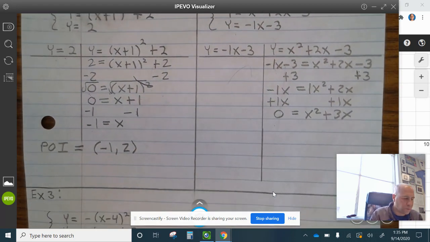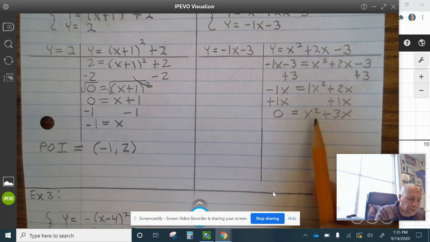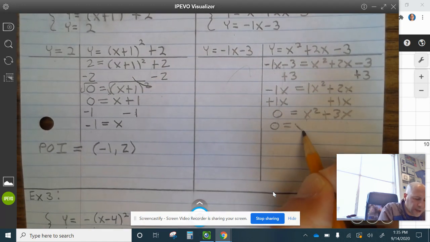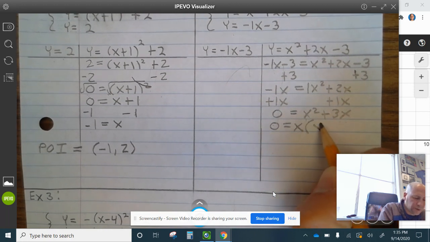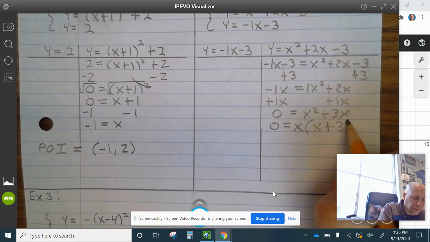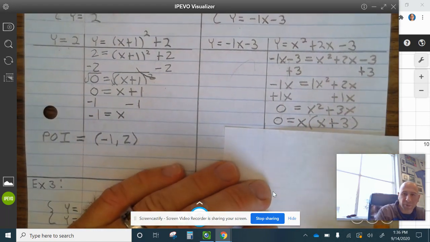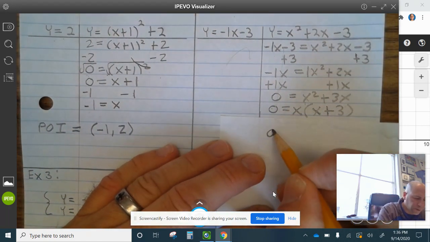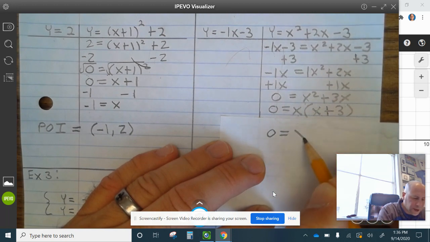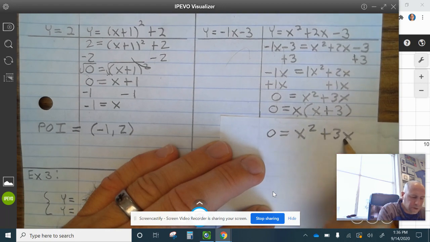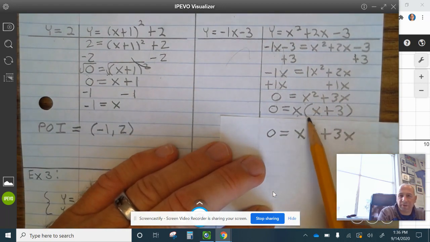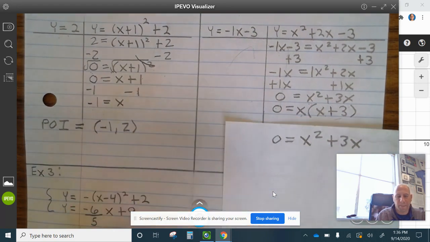Now to solve this, we're going to factor out an x from both. Notice this has 2 x's, this has 1, so we can take 1 from each. So we do that, we get 0 equals x times (x plus 3). And we can do that. Let me show you, if we do that in reverse, if we go back and multiply this, well, x times x is x squared, and x times 3 is plus 3x. So you can see that x squared plus 3x is equivalent to x times (x plus 3). Okay?